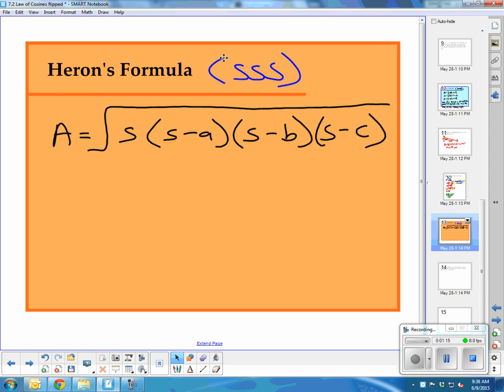We don't have to use the height. We don't have to do anything. It's just a straight side, side, side. And this we can use with our oblique triangles.